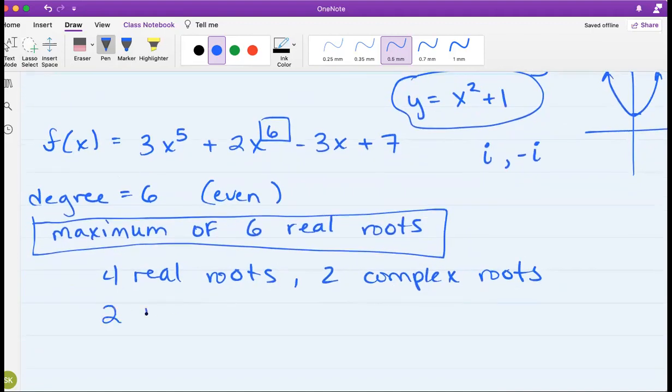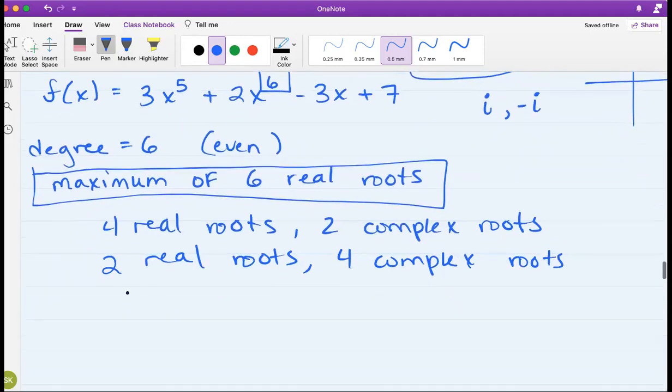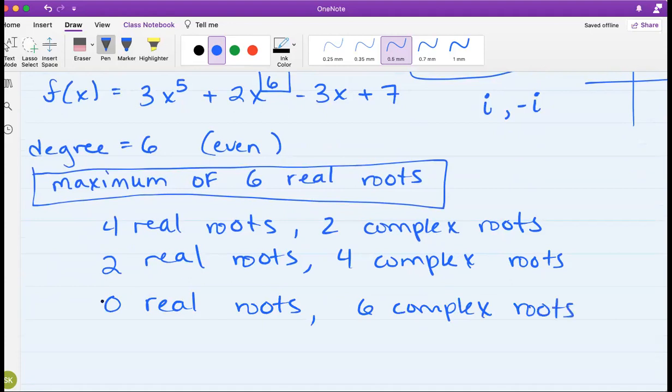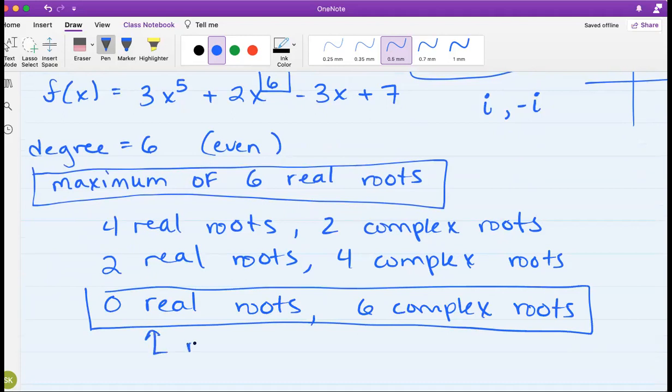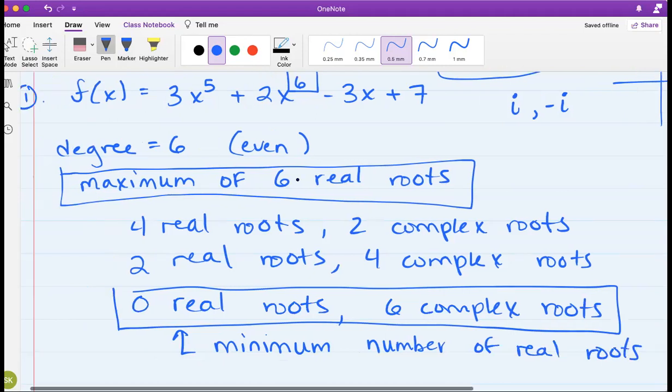So we could also have 2 real roots and 4 complex roots. And the last option would be 0 real roots and 6 complex roots. So this would be the minimum number of real roots right here. So it's possible if we tried to factor this.